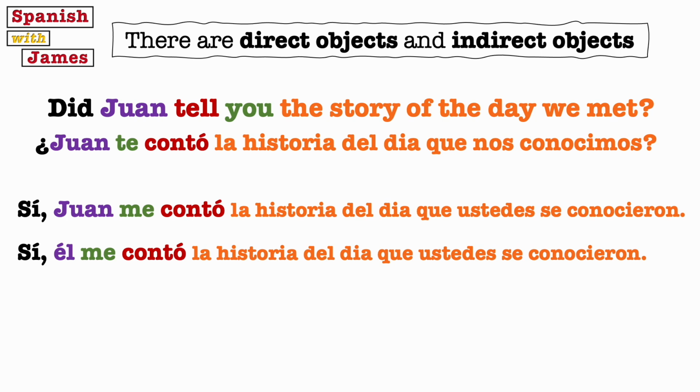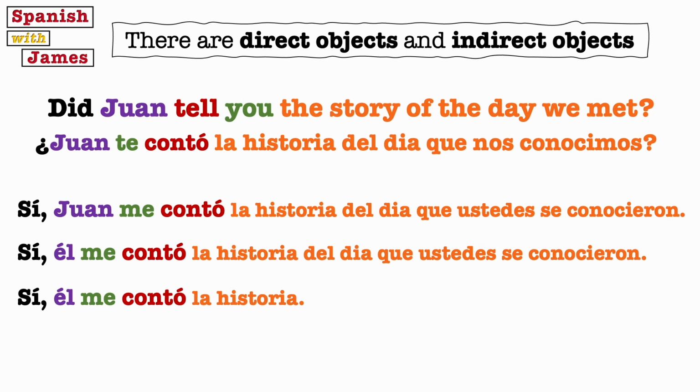So yes, he, instead of Juan told me, yes, he told me. So I've replaced Juan with he, the subject pronoun. I could just shorten it a bit further by saying sí, él me contó la historia. Yes, he told me the story. But la historia, why mention la historia? The person's asked me about the story.